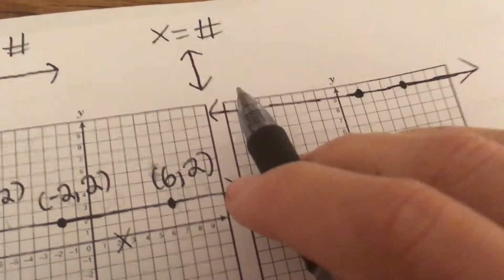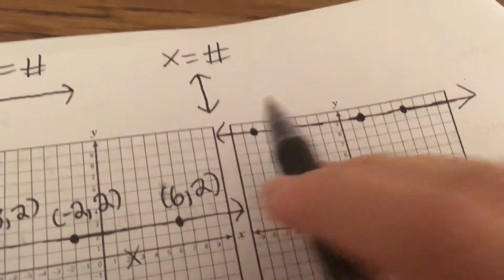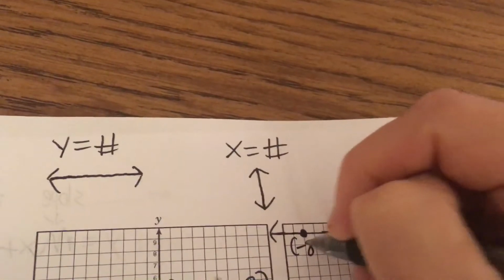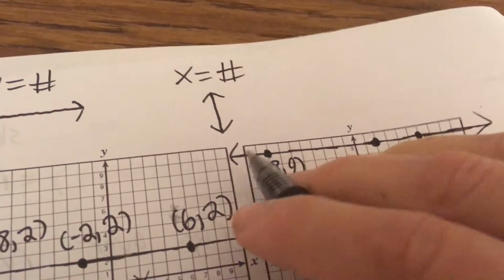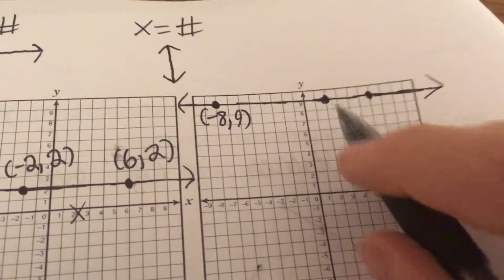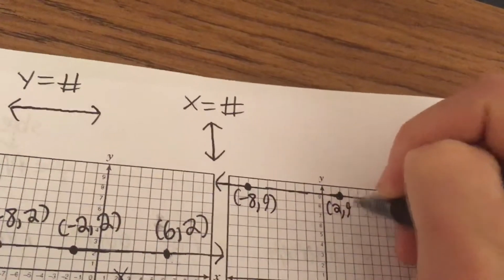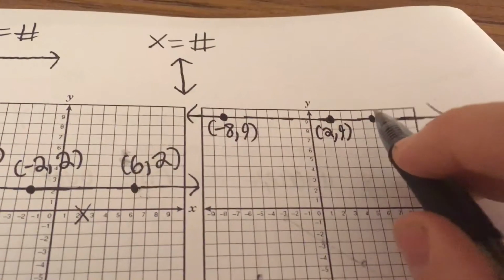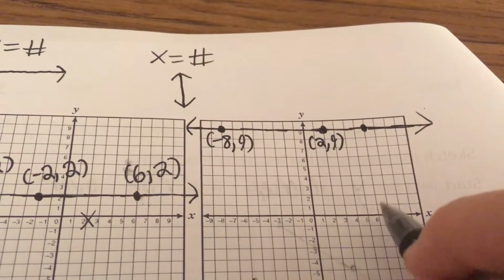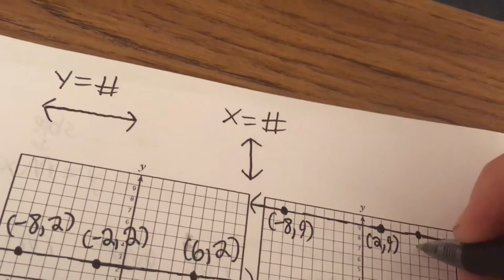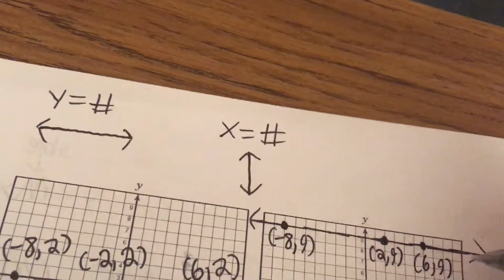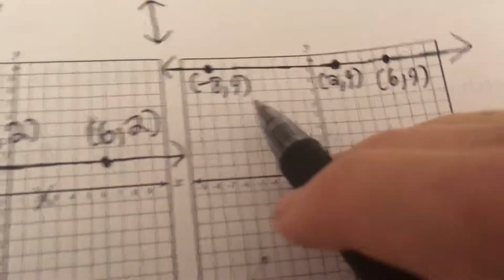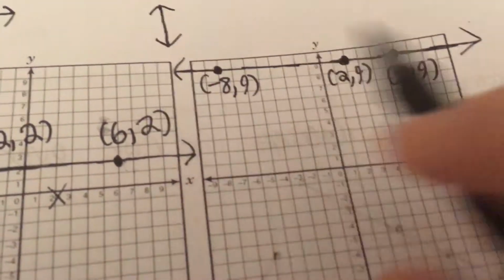This is the point -8, 9. So y equals 9 at that point. Not x, but y does. This is the point 2, 9. And this is the point 6, 9. So anywhere you look along this line, it's the y value that equals 9. So this is the line y equals 9.